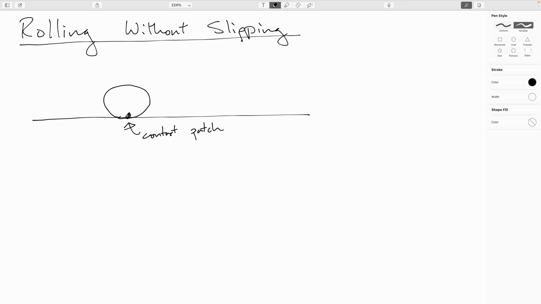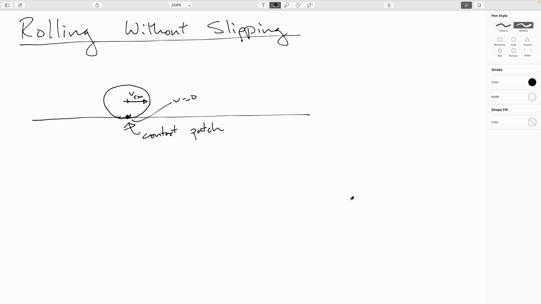This point right here has to not be moving, even though the center of mass is. Let's try to draw that a little more horizontal, shall we? There we go. All right, so what kind of constraints does that put on the rotational motion?